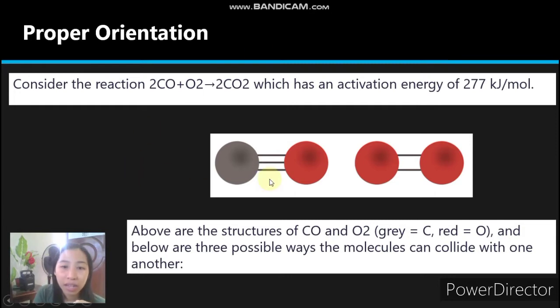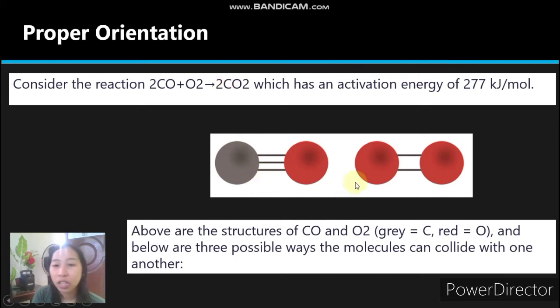Now, let's go back to proper orientation. So, there should be two of these. This is your CO. Okay, two of these, and this is your O2. Two atoms of oxygen bonded together with a double bond. Okay? So, if you have two CO and one O2 molecule, you can form 2 carbon dioxide molecules.